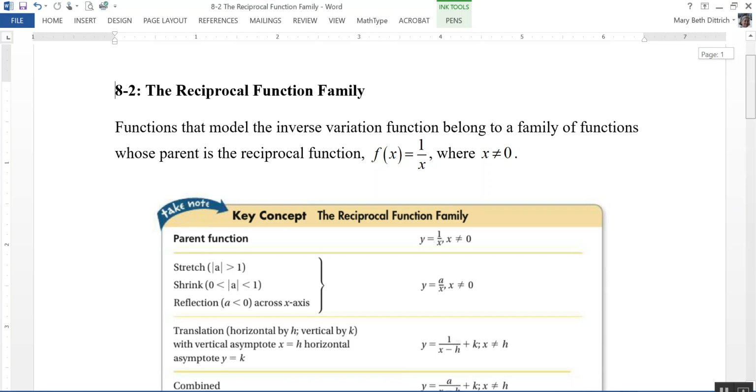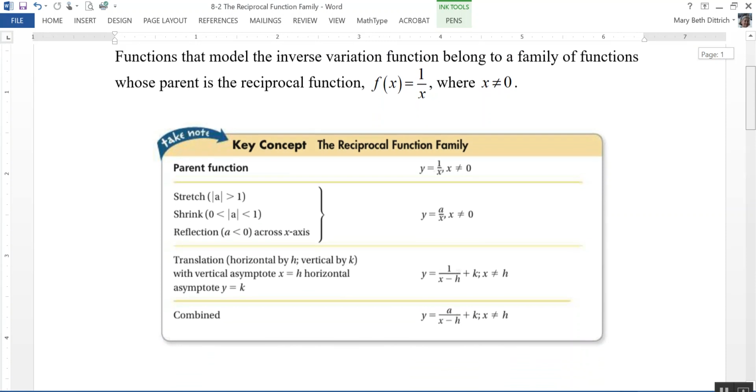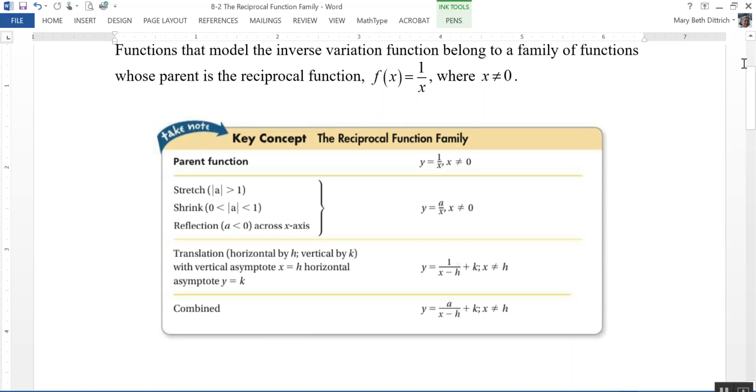Here's a little box from your textbook that goes over some of the transformations that you can do. So here's the parent function, y equals 1 over x, x not equal to 0. You can substitute the 1 on top for a value a. If the absolute value of a is greater than 1, then it's going to be a stretch of the graph. If the absolute value of a is a value between 0 and 1, then it's going to be a shrink. And if a is a negative number, then the graph is going to be reflected across the x-axis.